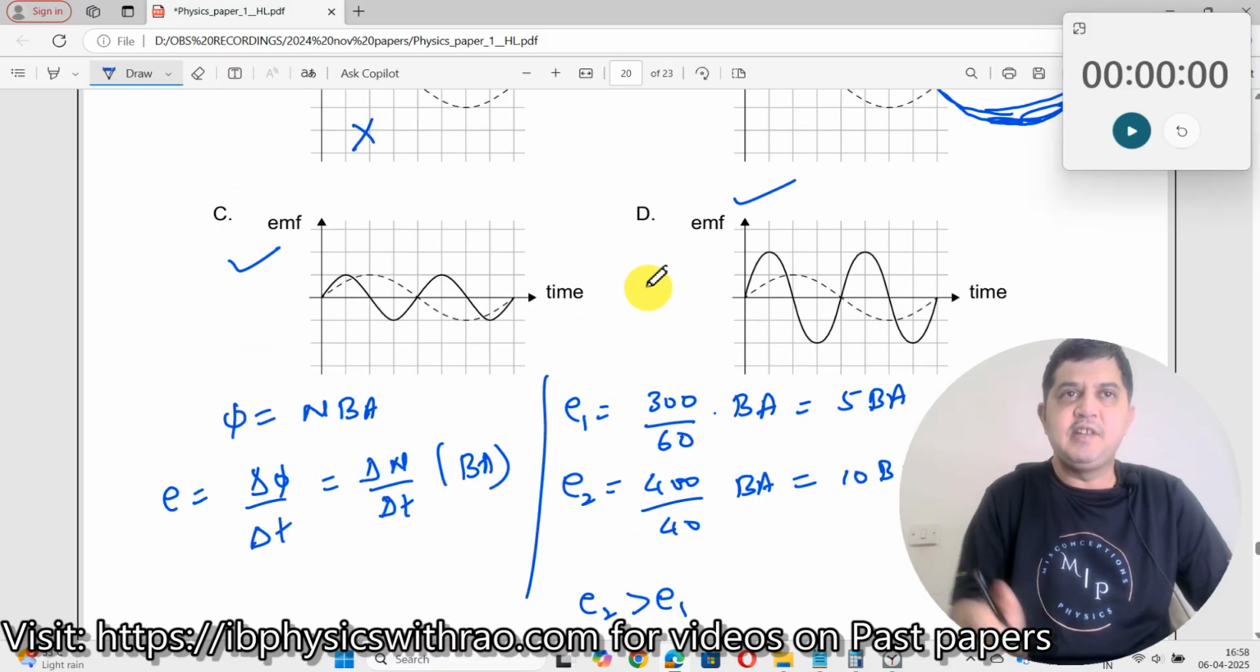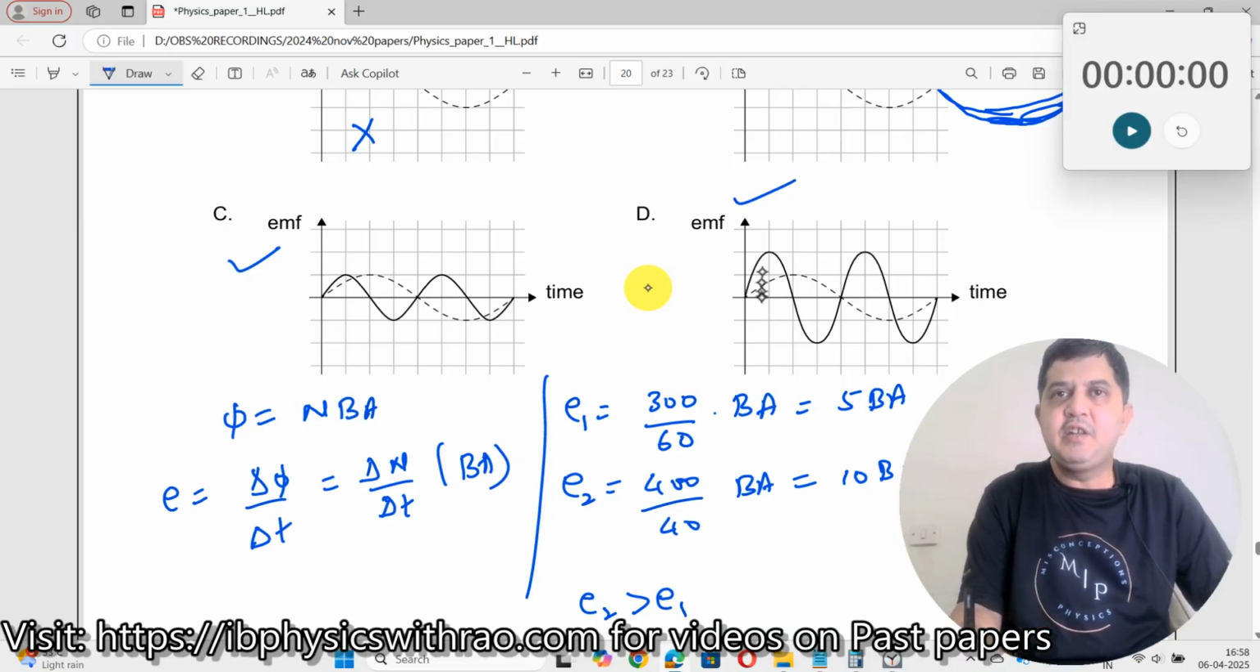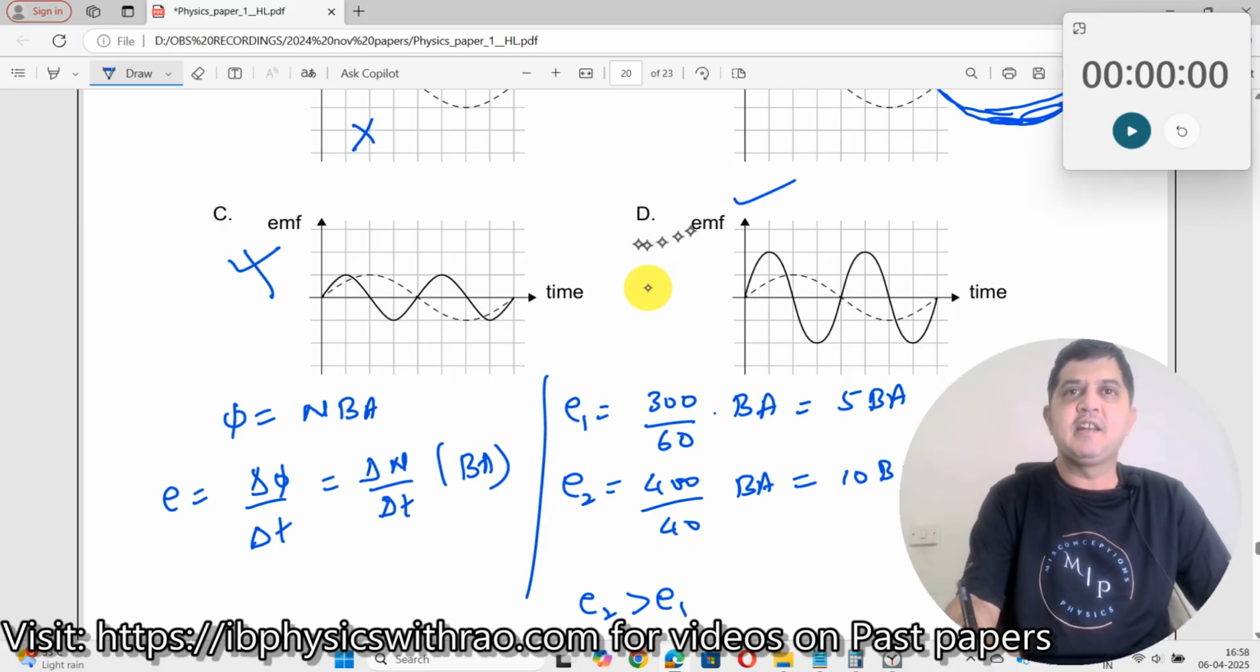Now let us look at this here. See, here E1 and E2 are the same, but here you see E2 is 2 times that of E1. E1 is having 1 box, E2 is having 2 boxes. So therefore C is incorrect, D is the right option.